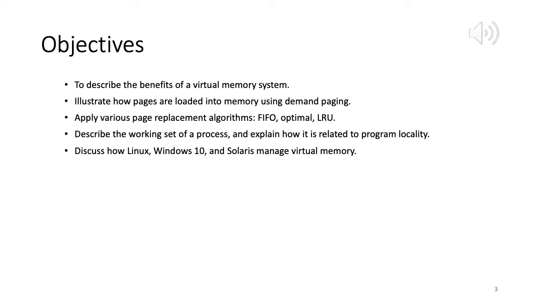Okay, so now I am on slide 3. So as we know, each of the chapters that we discuss has some objectives, right? So what are the objectives of this particular chapter? First objective, to describe what virtual memory is and what are the benefits of virtual memory. Second, illustrate how pages are loaded into physical memory using demand paging. Okay, so we'll talk about demand paging.